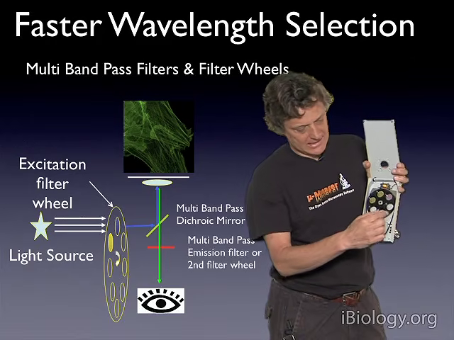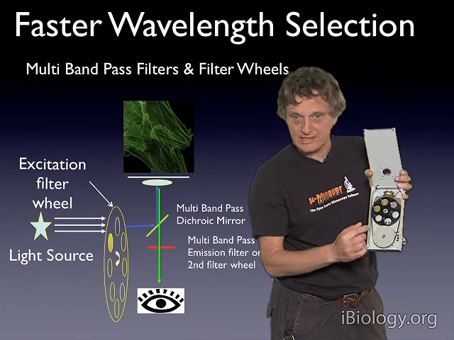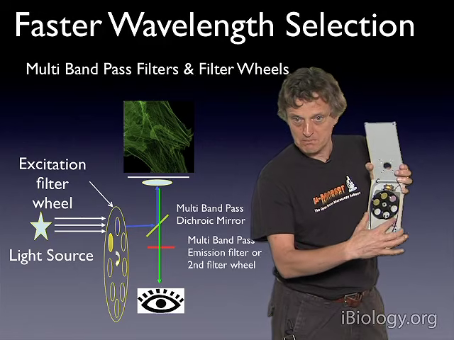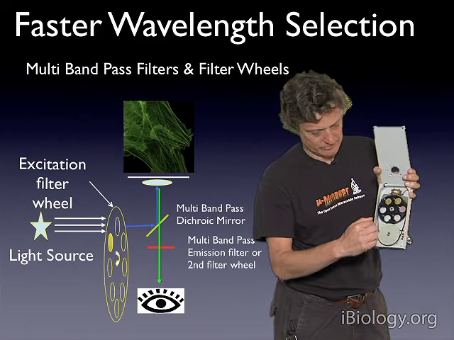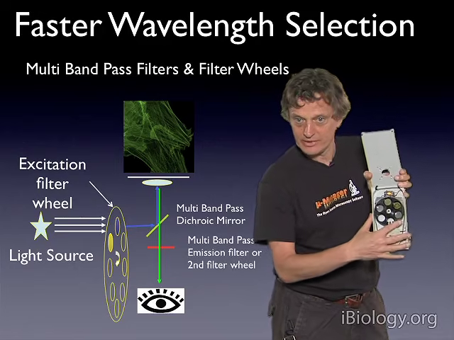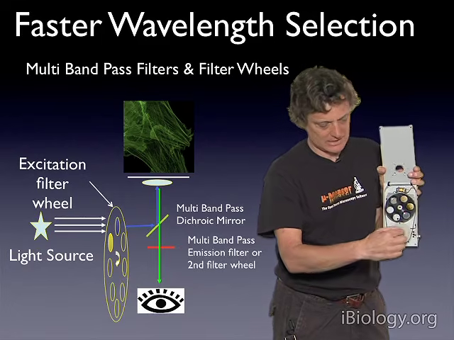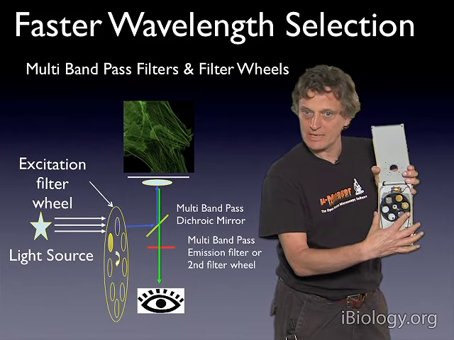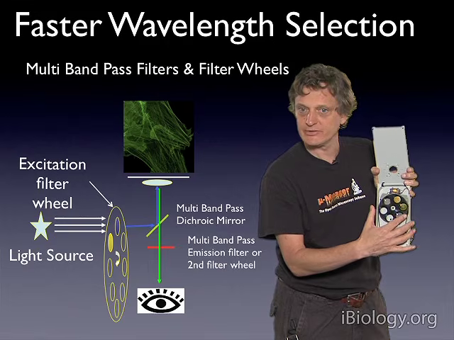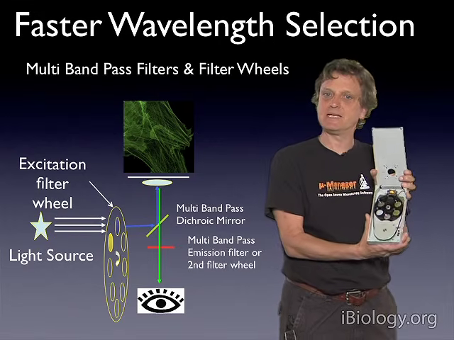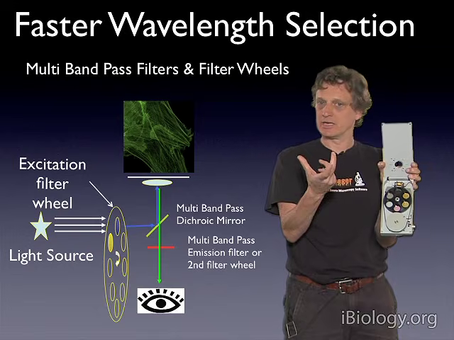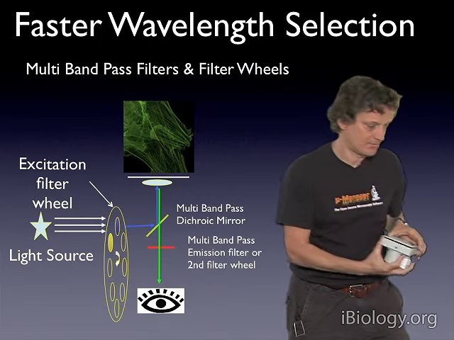So it really is a wheel that has individual filters in them. There's a motor that, through this rubber band here, moves that around, and by activating the motor, we can switch between these different filters, and we can do that at a speed that generally is much higher than you can do on a turret.